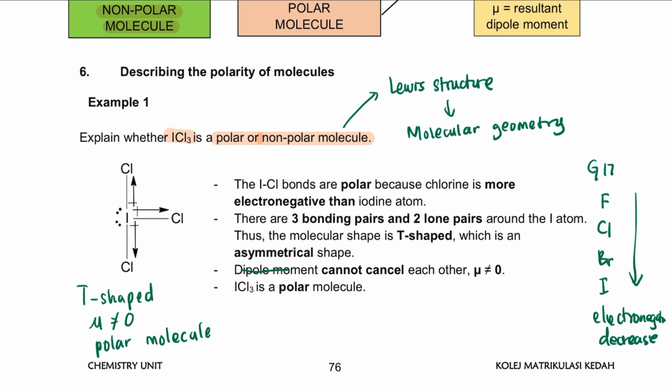So bond dipole cannot cancel each other. So mu not equal to 0. So ICl3 is a polar molecule. You have to mention polar molecule. Cannot just mention that ICl3 is a polar. Sebab polar ni ada 2, polar bond ke polar molecule. So you need to be very clear here lah. So kita cakap teruslah ICl3 is a polar molecule. Okay, so kalau soalan minta explain, inilah yang patut kamu tulis.